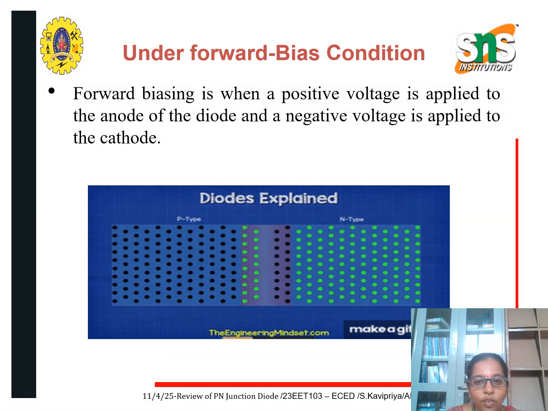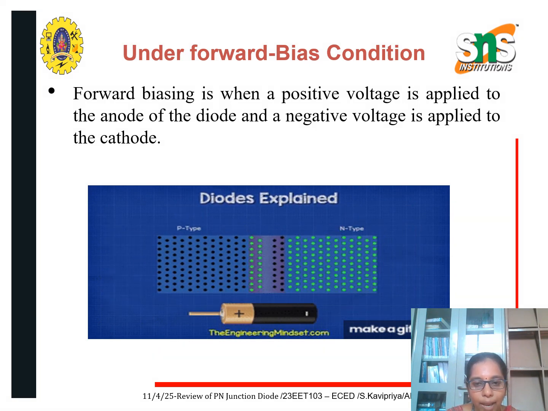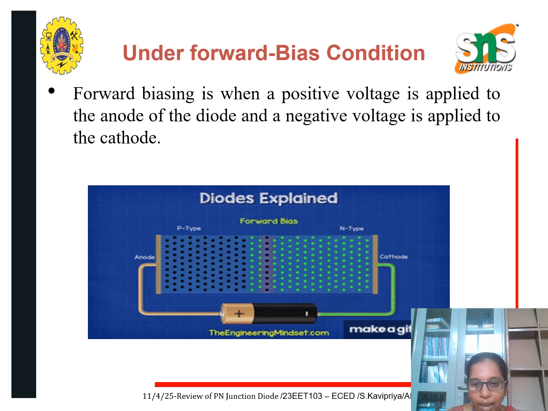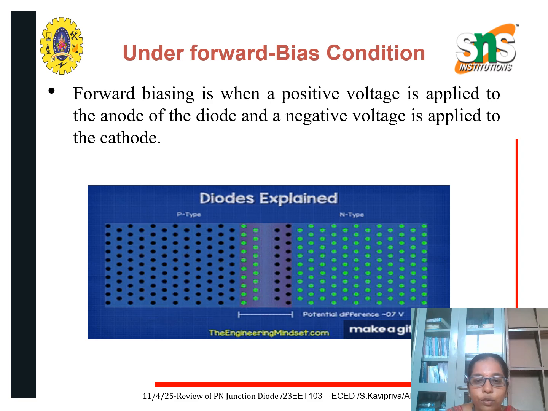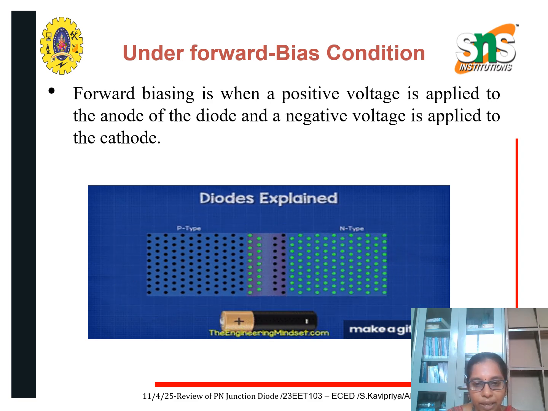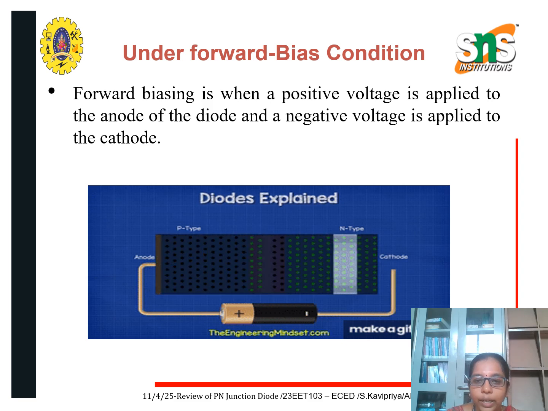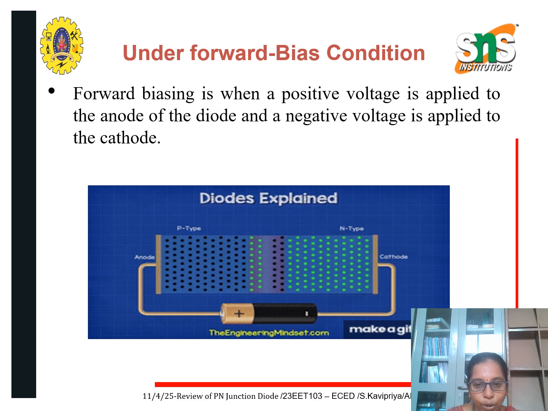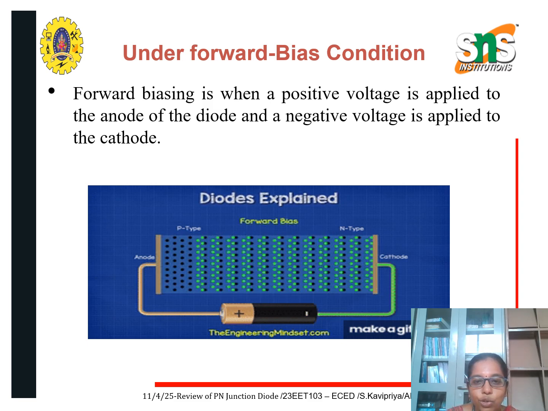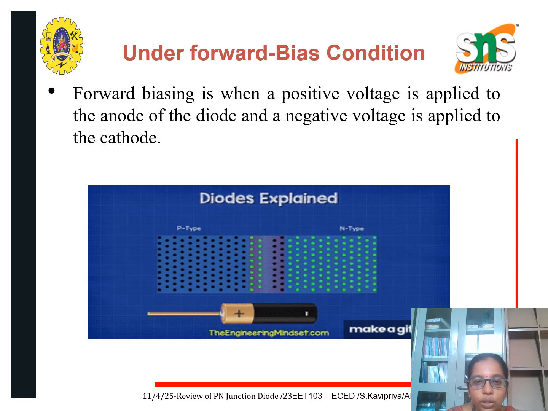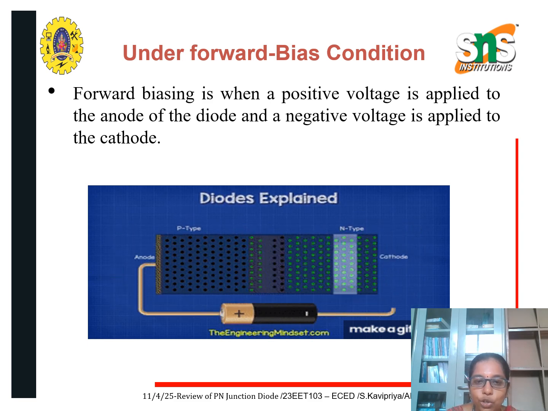This is the forward biasing. In case of forward biasing, we connect the positive of the battery to the anode and the negative of the battery to the cathode. So here a force of repulsion will take place. The positive of the battery will repel the holes and the negative of the battery will repel the electrons. We have a diffusion layer between the P and N-type material. Due to this force of repulsion, this diffusion layer will become very narrow.